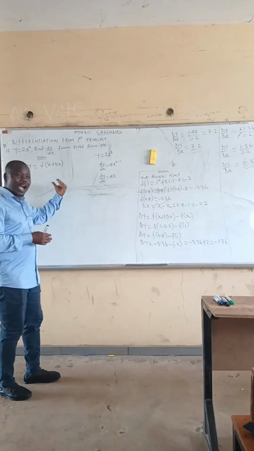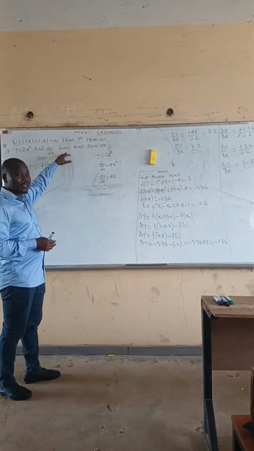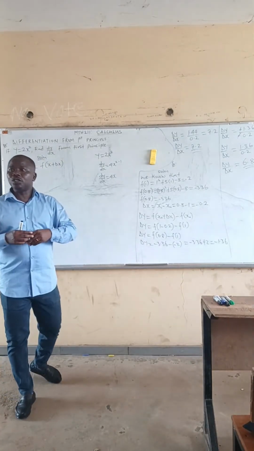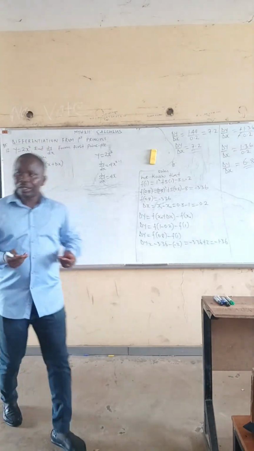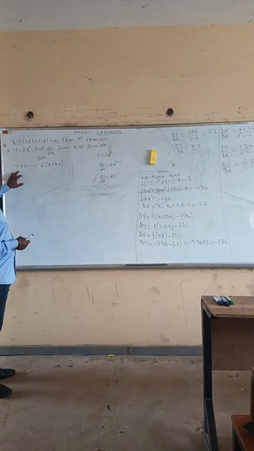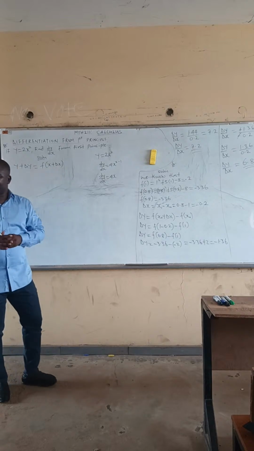But this one, you are asked to, look at the question. Find dy/dx from where? First principle. So at first, what you need to do is to consider the formula. The formula is this, true or false? y plus dy is equal to f of x plus what? Yes, all in bracket. Amen?